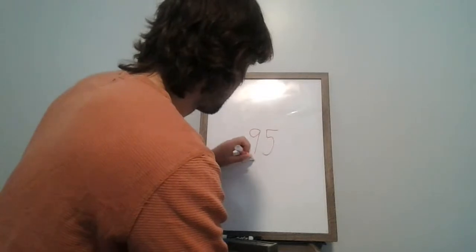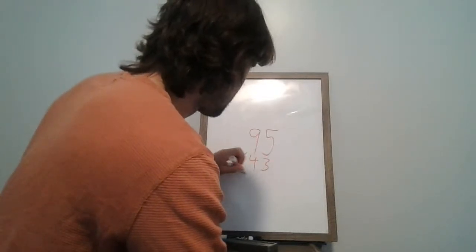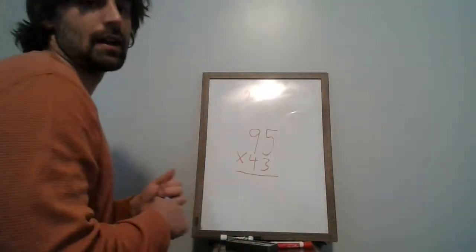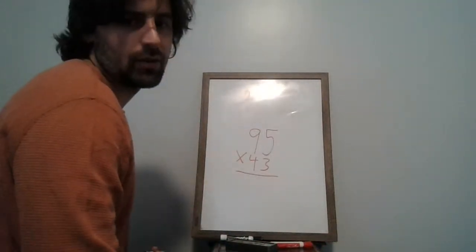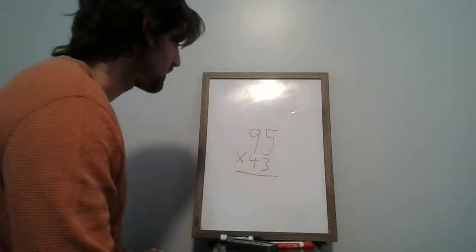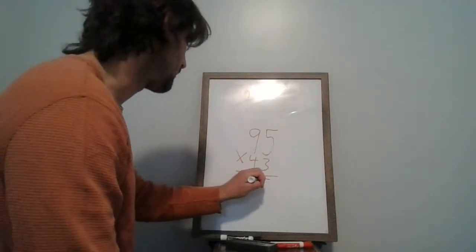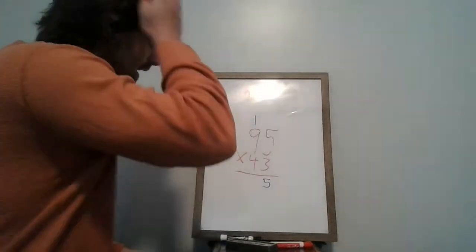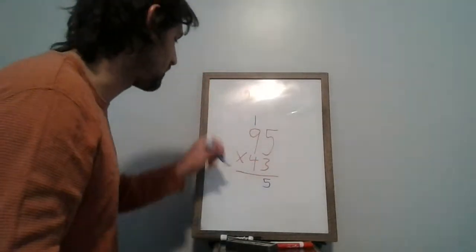95 times 43. That'll be our next problem. Last problem of the day. All right, 95 times 43. Okay, so 5 times 3 is 15. So put 5 in the ones place. Carry 1 over to the tens place. 9 times 3 is 27. Plus 1 is 28.